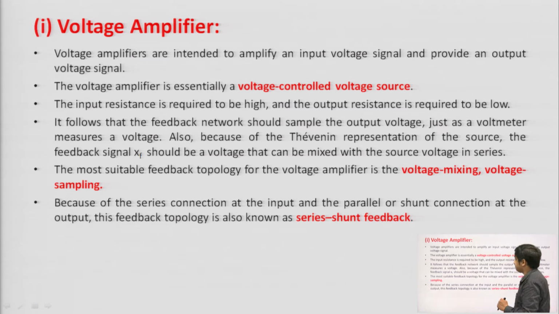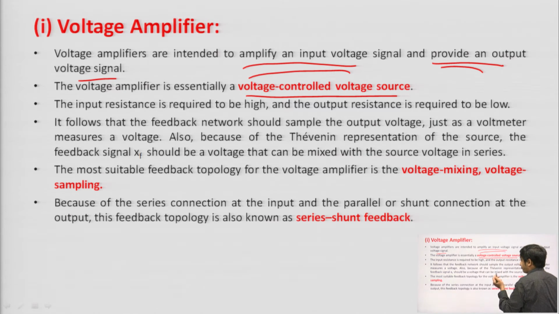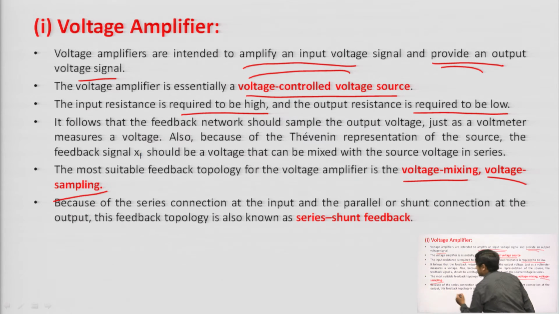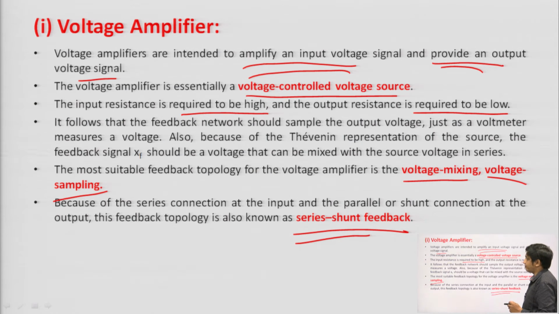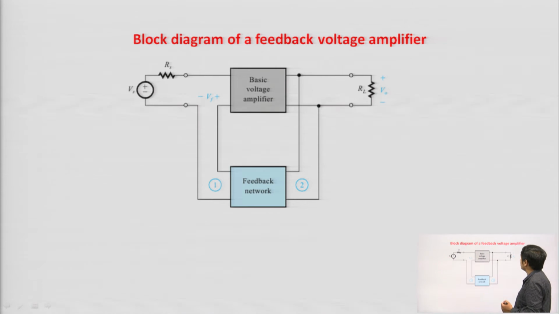Fine. So, a voltage amplifier is intended to amplify an input voltage and provide an output voltage. Input is voltage, output is voltage. So, it is basically a voltage controlled voltage source, and of course, for any voltage amplifier the input resistance should be high and the output resistance should be low. The terms I have discussed, voltage mixing and voltage sampling, it is also called a series shunt feedback amplifier, another term for the voltage amplifier.